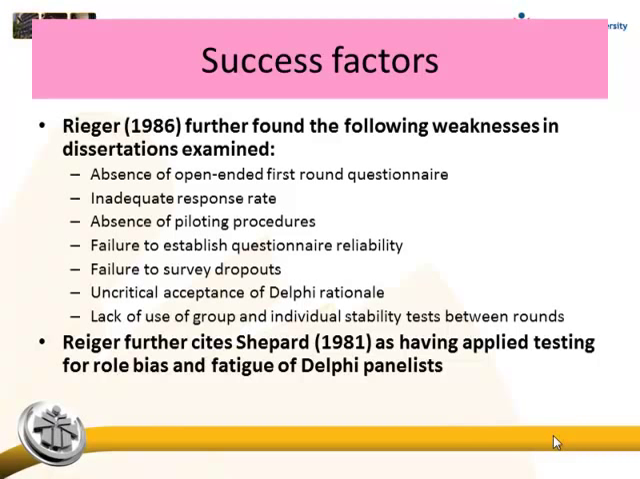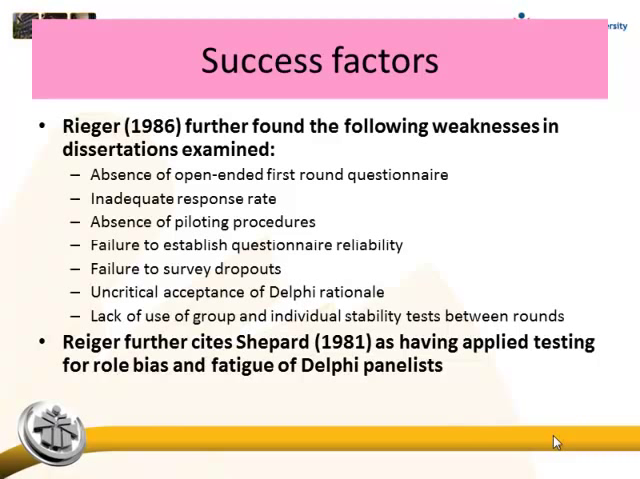Rigor examined some dissertations that used the Delphi method, and found the following weaknesses, which obviously you want to avoid when you design your research. Absence of an open-ended first round questionnaire. Inadequate response rate: the literature says that 7 is sort of the minimum, but some studies have 4, and then you have to question whether you are really answering anything, or getting the complete picture. Absence of piloting procedures, which we've discussed. Failure to establish questionnaire reliability, so is it repeatable? Failure to survey dropouts.